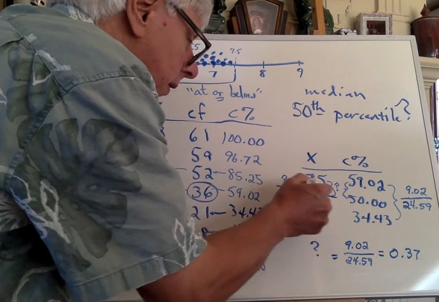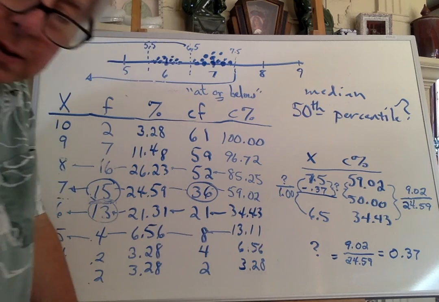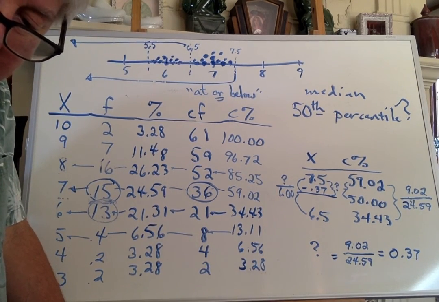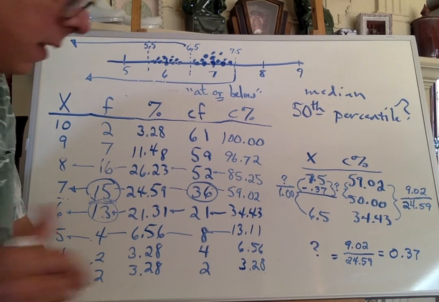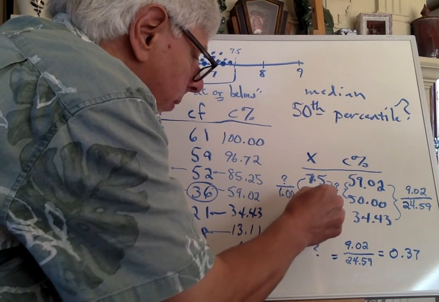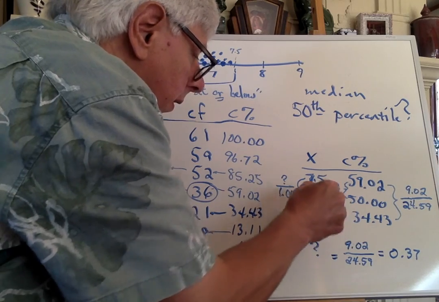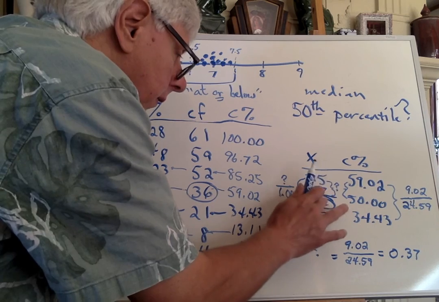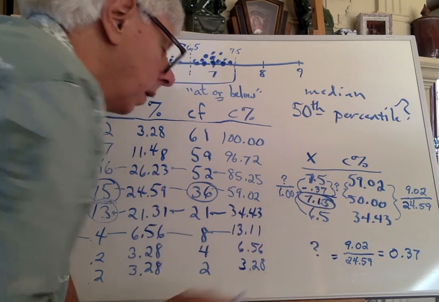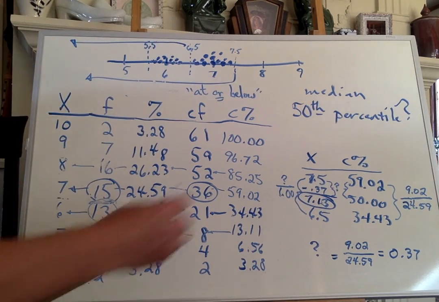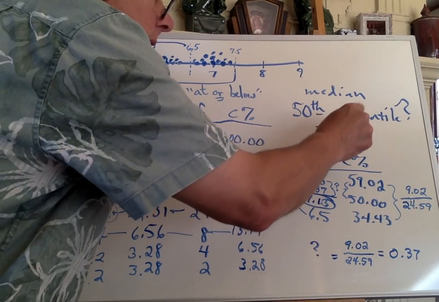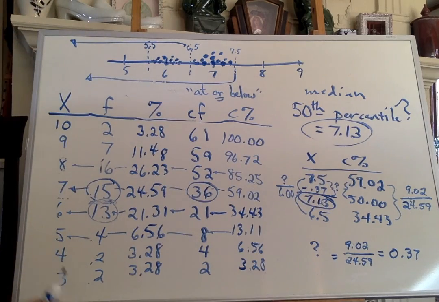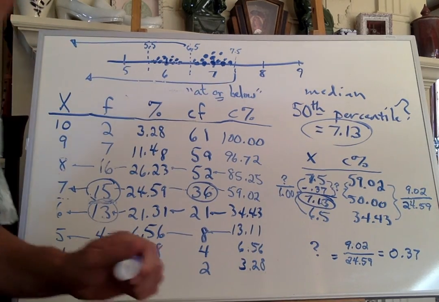Okay. So I'm going to subtract. Let me just make sure I'm correct here. 7.5 minus 0.37 is 7.13. That is 7.13, folks. 7.13 is our median. Okay. Now, a couple things.